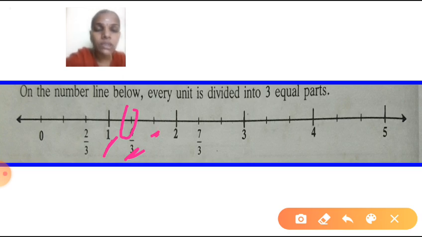So next unit is what? Yes, next part we have to write 5 upon 3. And next one is what? Yes, 6 upon 3. What is the answer, children?